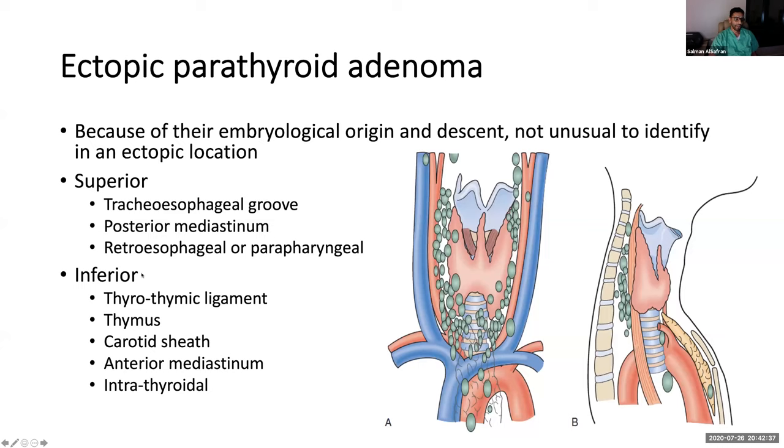If it's inferior, well, it's a bigger deal. The way you're going to start, you look at the thyrothymic ligament, which is the ligament that connects the inferior thyroid pole to the thymus. You pull the thymus and look in the thymus. You open the carotid sheath. And if you're unlucky, it's very deep in the mediastinum and you cannot identify it, or it's intrathyroidal. Here is where you can do intraoperative ultrasound and identify it, okay?